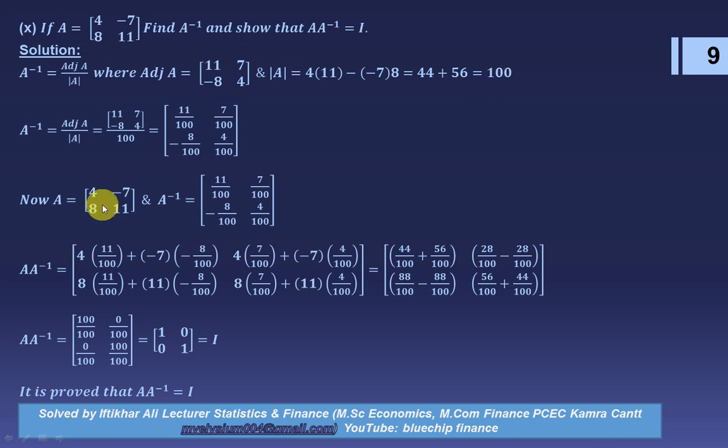So just simply put the values in the formula of A inverse, and finally it will become 11 by 100, 7 by 100, -8 by 100 and 4 by 100. So that is the value of A inverse.